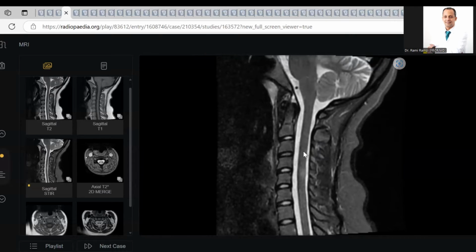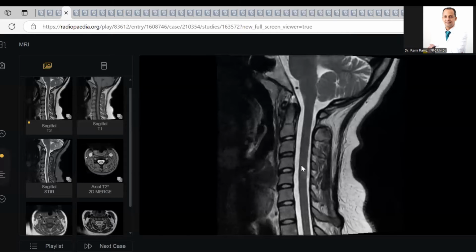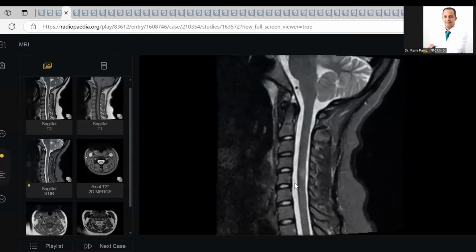And to confirm the bright signal. Why? Because there may be some pulsation. After the star, it is very prominent. Look down. All of these are pulsation or artifact. All of these are artifact. But here, this is the pathology.